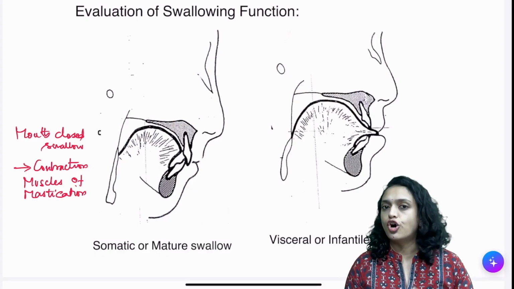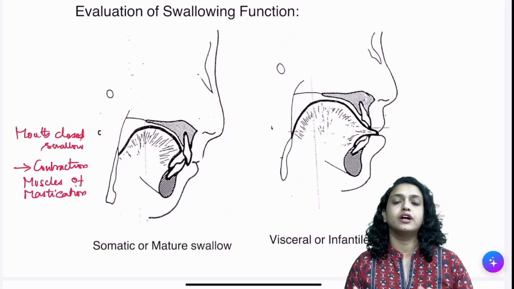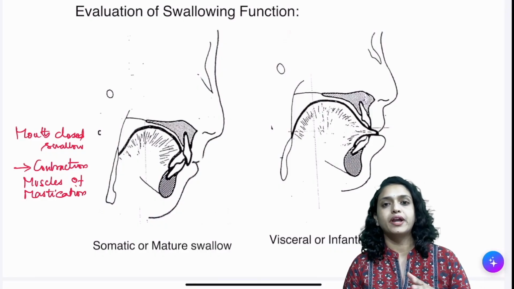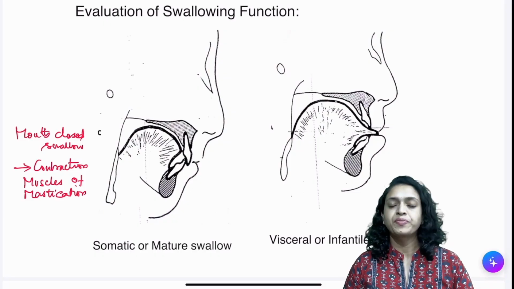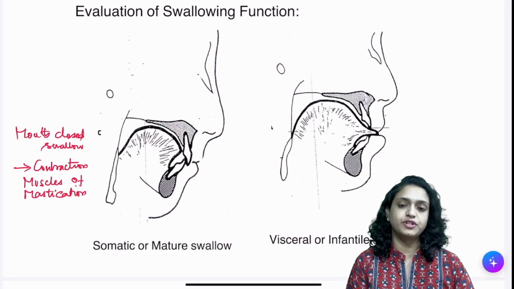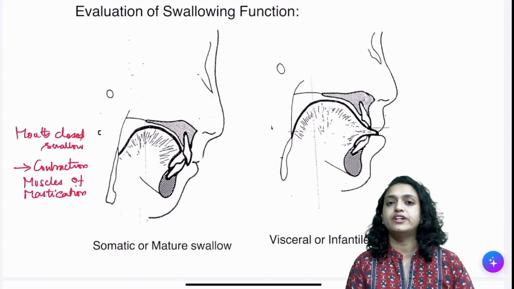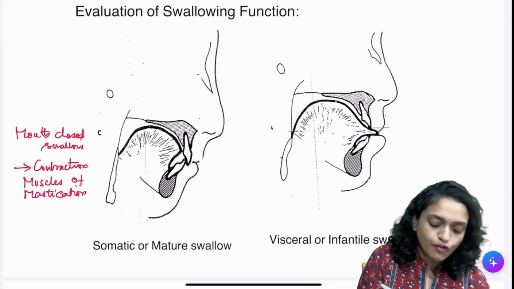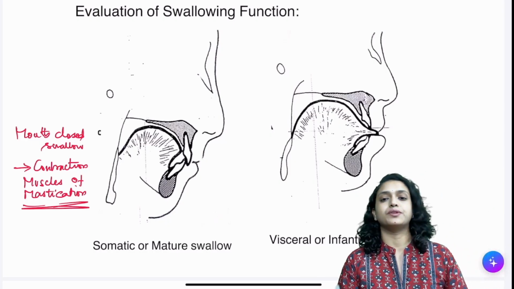It is not a very common finding, but you do see in many patients with an open bite, they bring their tongue forward and swallow. But one important difference between mature swallow and infantile swallow, like I said before, is the involvement of the muscles of mastication.